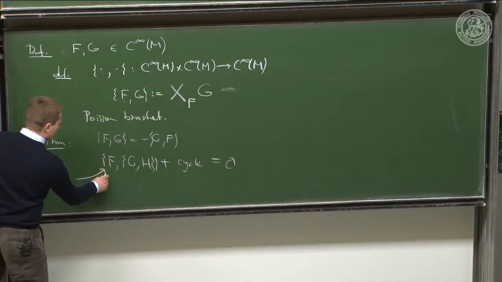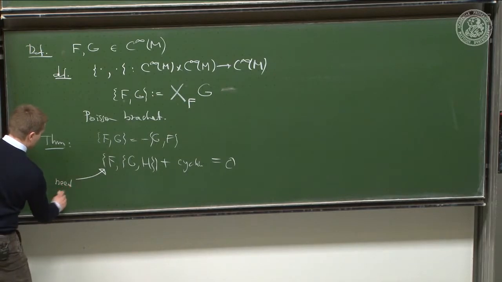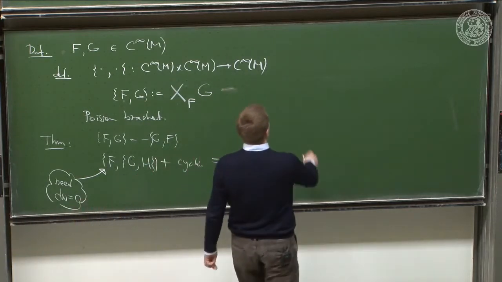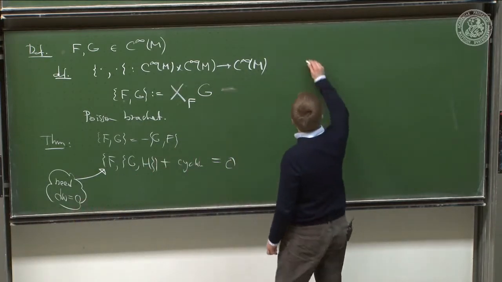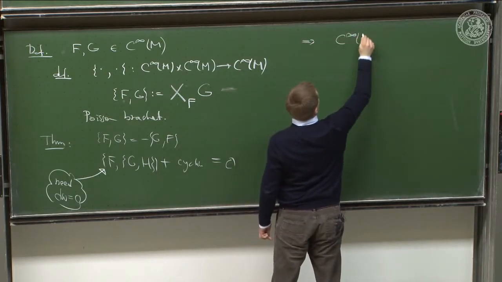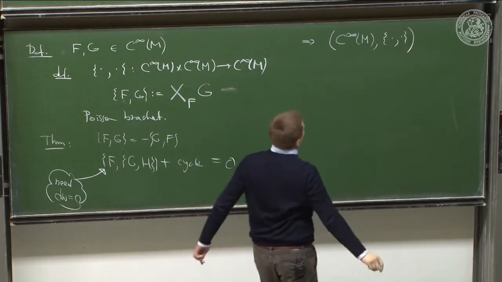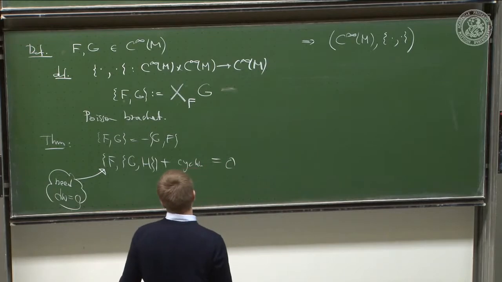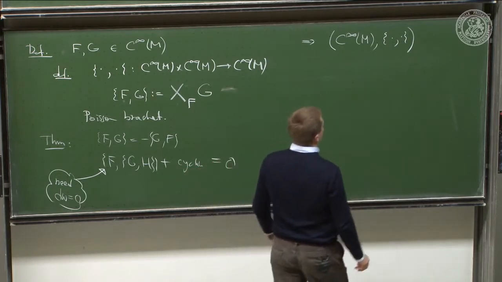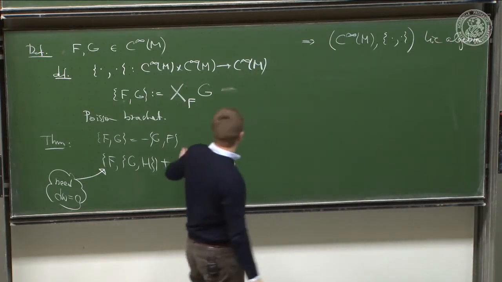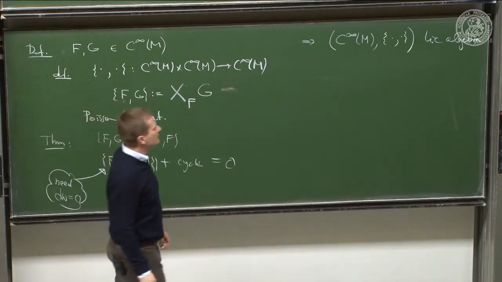But in order to prove this, you need to use that omega is closed. Okay? Otherwise, you don't get the Jacobi identity. And then, obviously, if we equip all the smooth functions here with a Poisson bracket, we get a Lie algebra, because those are precisely the properties of an abstract Lie algebra.